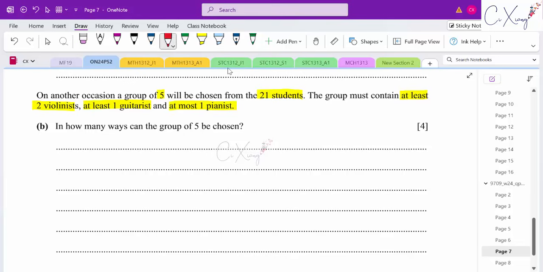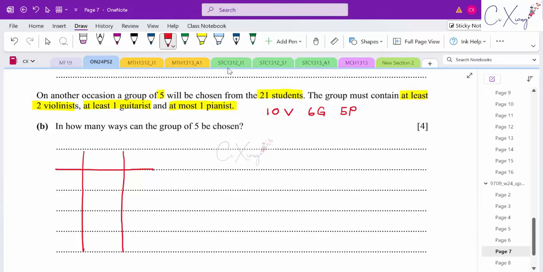Okay, so I'll tell you again, we originally have 10 violinists, and then we have 6 guitarists and also 5 pianists. This is what we have originally for the 21 students. And now I want to form a group of 5. To form a group of 5, they give us some restrictions here. So what I want to do is list out case by case.